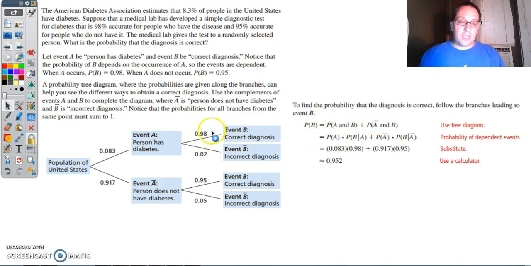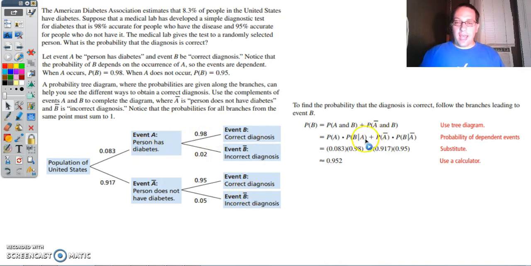Well, what this is, is not 98% of the total population. This is 98% of the 8.3%. All right. So it's 98% times the 8.3%. And anytime you want this and that to happen, you need to multiply the probabilities. All right. So it's 0.083 times 0.98. That is the probability of event A and event B, that someone has diabetes and they get the correct diagnosis.